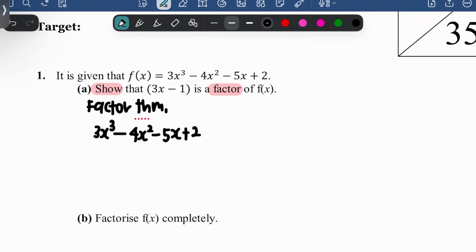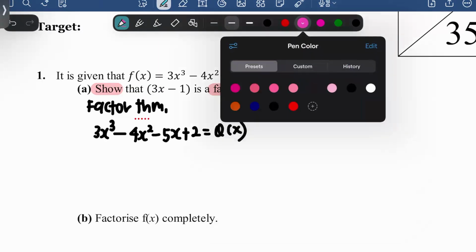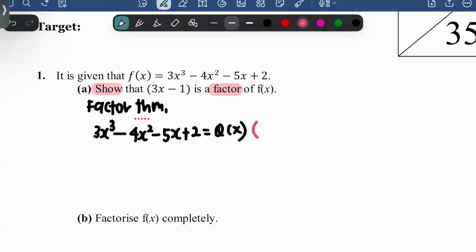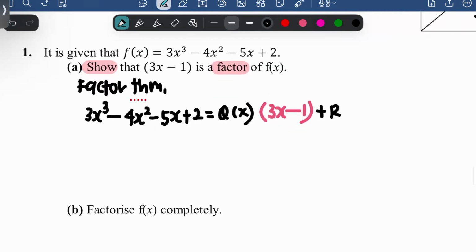5x plus 2. Okay, what we always have is our quotient, which we don't care about. The only way to find your quotient is via long division. So what am I dividing by? This is 3x minus 1. This is my divisor. There's a remainder plus r. Q(x) times d(x) plus r. So what we always aim to do is make sure that this thing here becomes a 0.